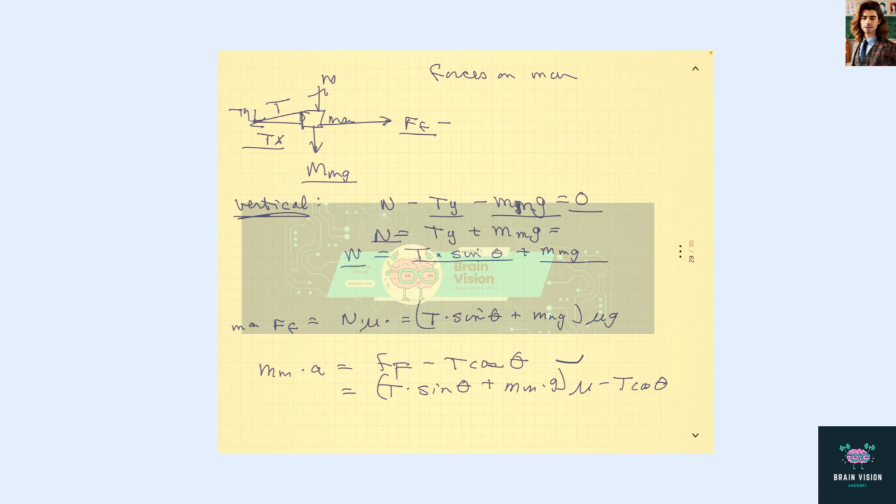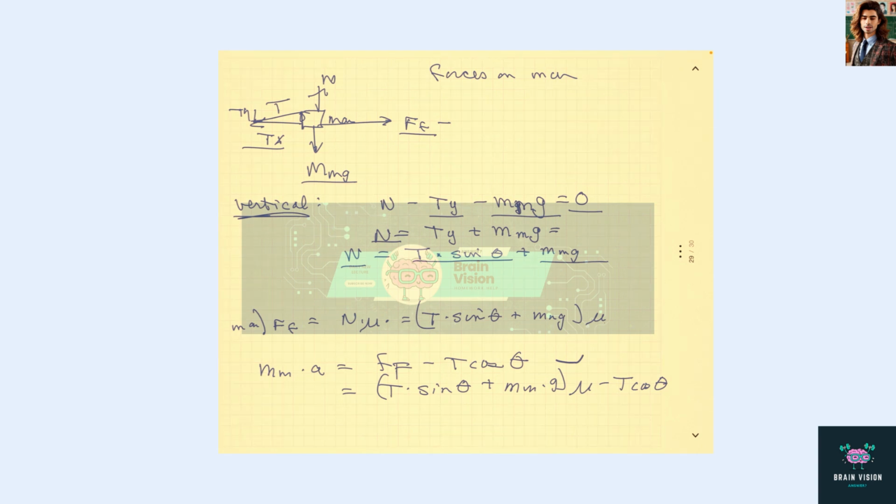So the friction force on the man will equal the normal force times mu, which will equal the coefficient of friction times the sum of T times the sine of theta plus the mass of the man times G. And I don't know why I have that G right there.